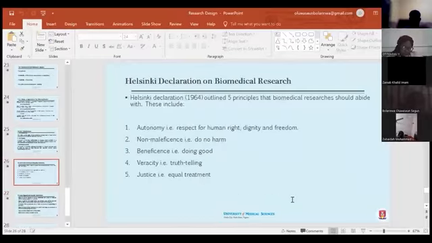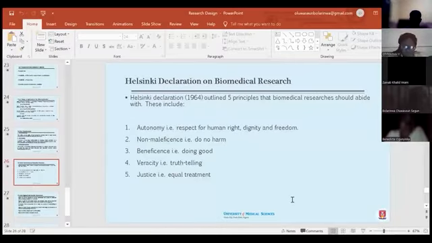Can you see the next one? Helsinki Declaration on Biomedical Research. I may not be able to talk about all what this document is talking about because of time factor, so I only extracted this. These documents also outline some principles that must be followed when you are conducting any biomedical research.